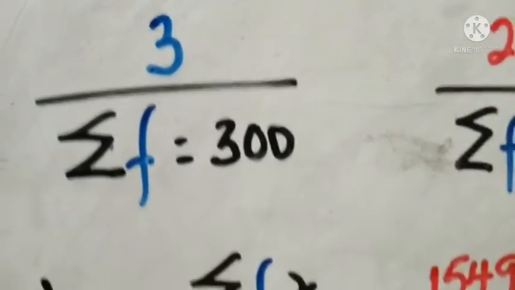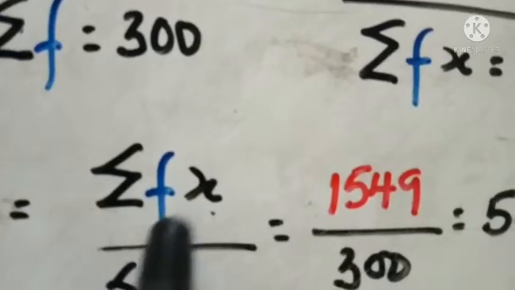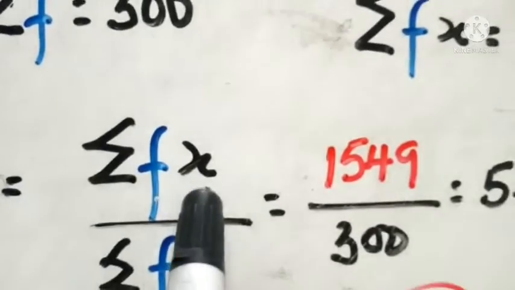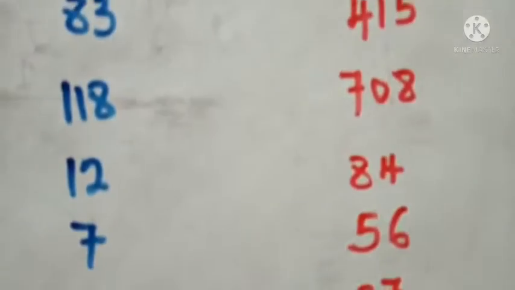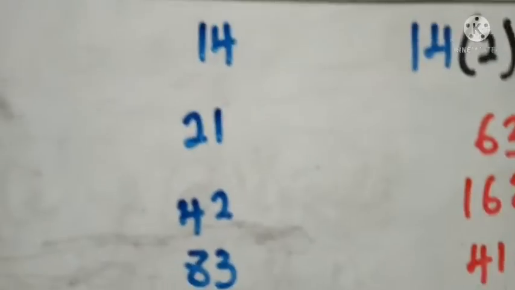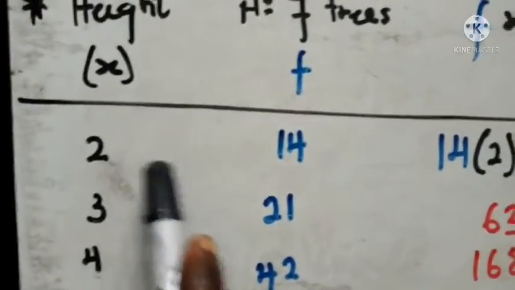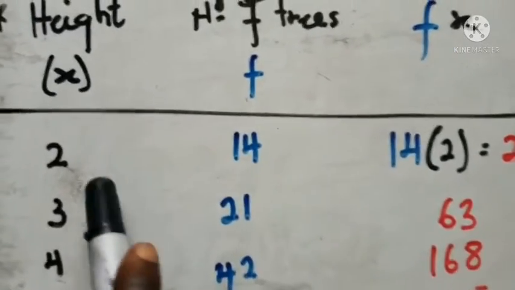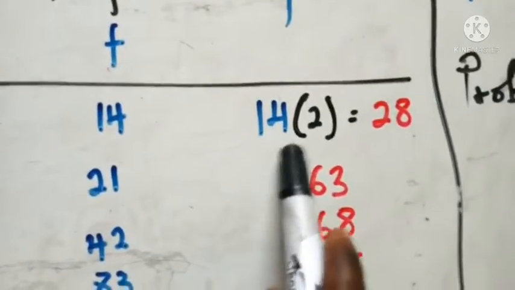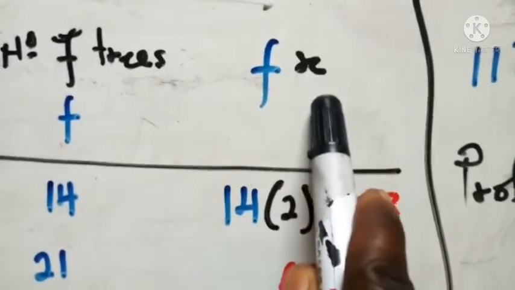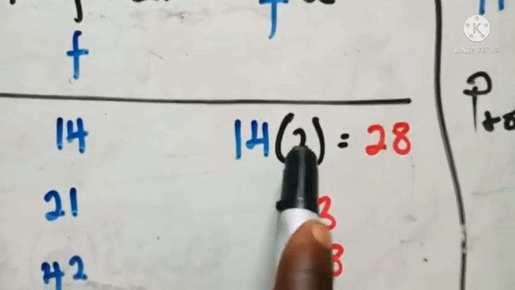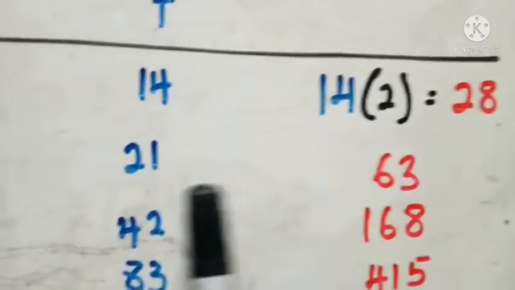Now what about the top? The summation of all Fx, which means F multiplied by X. So where is the F and where is the X? You have to look for that. This is my X and this is my F, so let's multiply them. 2 multiplied by 14, that is what we call Fx, F multiplied by X. So 14 multiplied by 2 is 28.